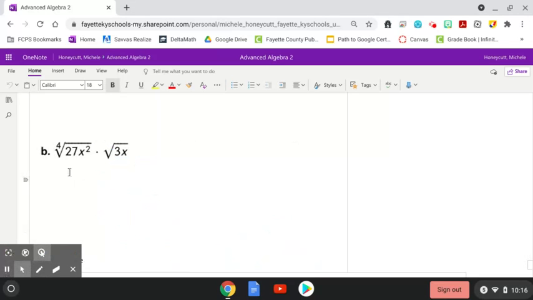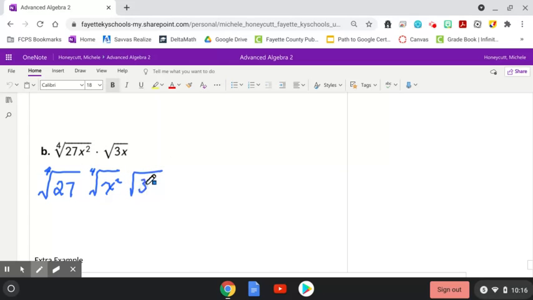Now here with B, you notice we've got two radicals that are not the same. They don't have the same indices, so I can't just go ahead and multiply what's inside. So we're going to have to try something else. Maybe I can split them up. So let's see. The fourth root of 27 times the fourth root of x squared times the square root of 3x. Okay, well, that doesn't seem to help very much.